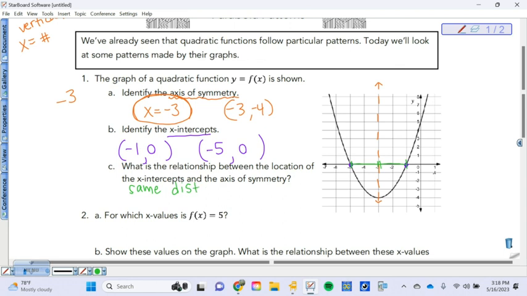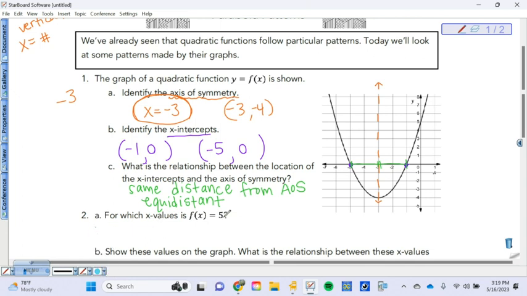Do you guys know another word that means same distance? Symmetrical. No, it's related to symmetrical, but no. Equidistant. So these points are equidistant from the axis of symmetry. They're equally distant from that center line. Okay, let's look at this.